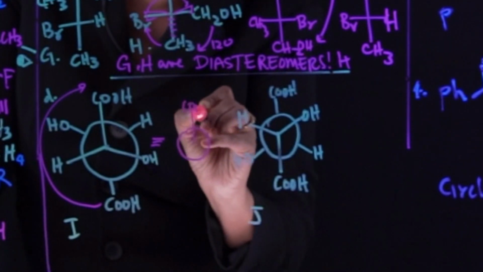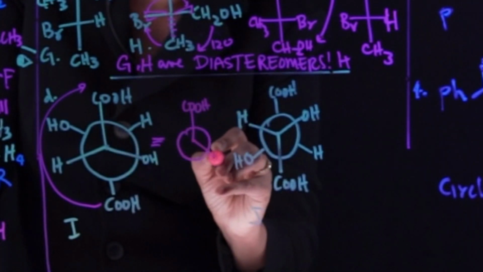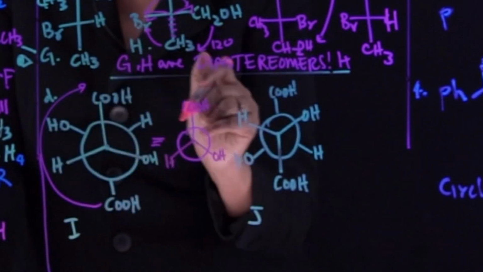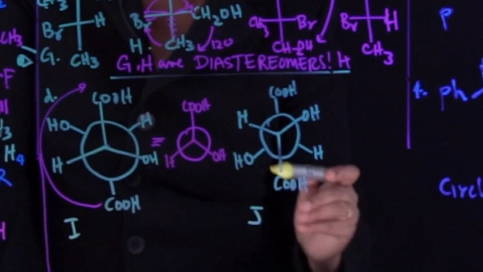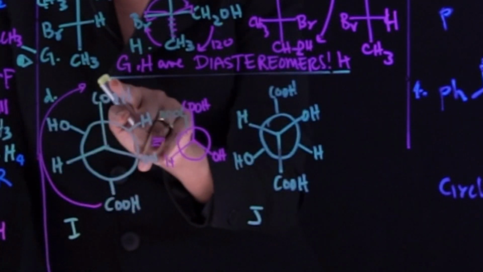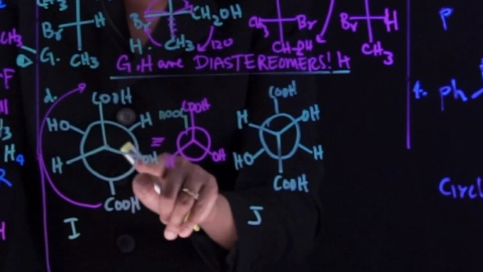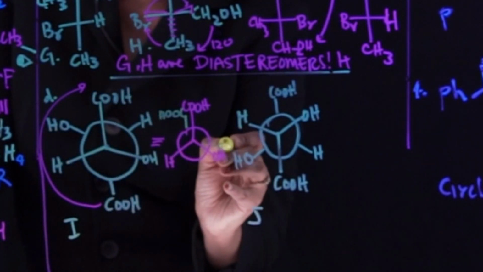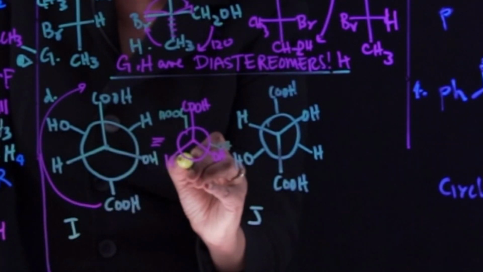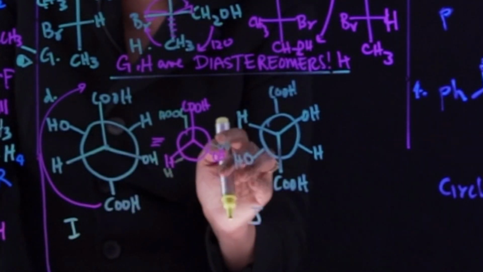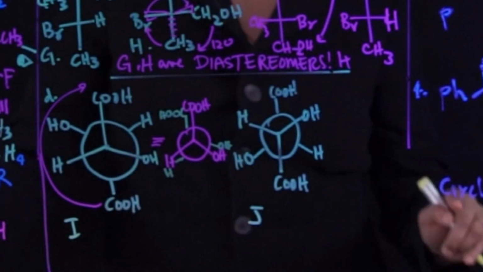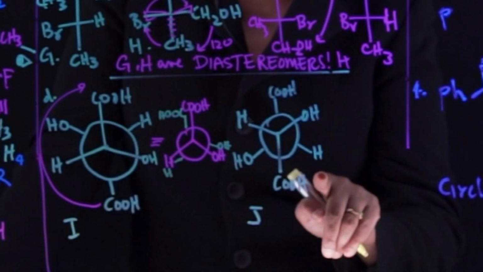Carboxylic acid, OH, H. And at the back, carboxylic acid now goes up, which means everything goes 180 degrees. This goes 180, this goes 180, and this goes 180. So both the hydrogens are going to be on the same side, and the hydroxyls are going to be on the same side. Let's do the same thing over here.